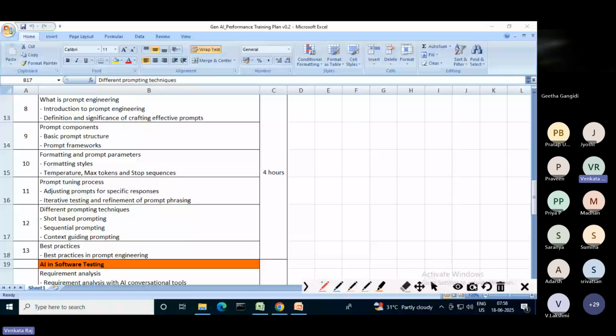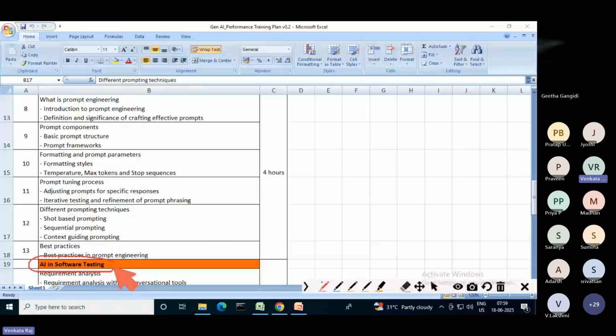So after we have learned the fundamentals of Gen AI, after we have learned about prompt engineering, how we will interact with the AI models, we are basically going to see how to use AI in performance testing.